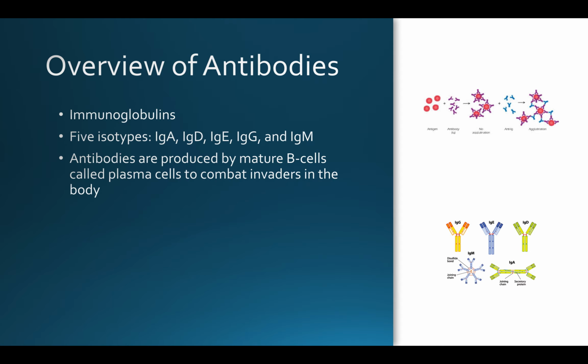Antibodies in the body are produced by mature B cells called plasma cells to combat invaders in the body. So when a B cell encounters antigen on its IgM antibodies that are bound to the membrane, it will start to mature into a plasma cell, and that plasma cell will crank out antibodies made to essentially attack that invader of the body, whether it be a bacteria or a virus or something, another antibody even.